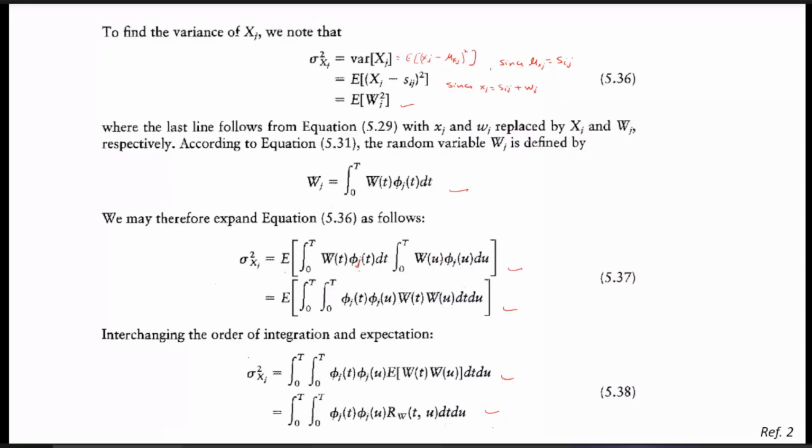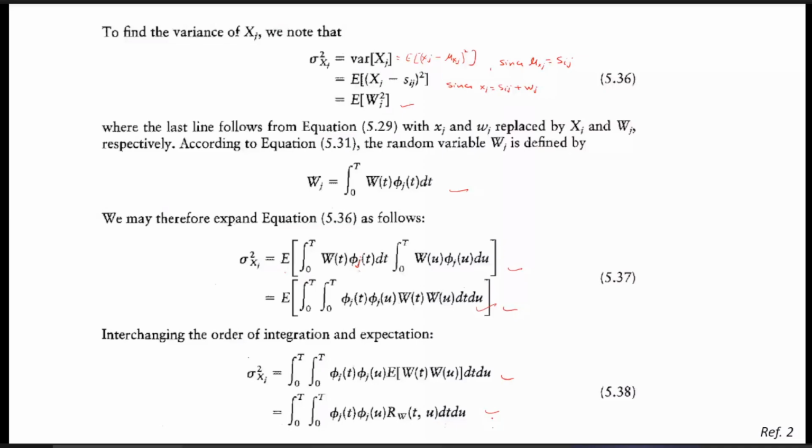Again, the functions can be taken within the integrations, and we can write it as phi j t phi j u times the expected value of Wt Wu dt du. The expected value of Wt Wu is nothing but the autocorrelation function R(t,u), and we know that the autocorrelation function of white Gaussian noise is N0 by 2 delta of t minus u. So since R(t,u) is known, we can replace it.